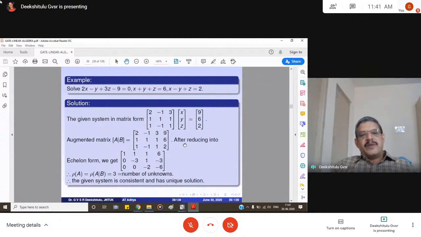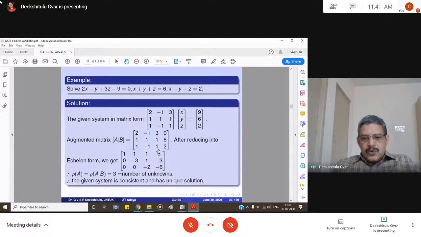Next, 2x minus y plus 3z minus 9 is equal to 0, x plus y plus z is equal to 6, x minus y plus z is equal to 2. The given system can be written in matrix form as Ax equals B. Consider the augmented matrix: 2 minus 1 3, 1 1 1, 1 minus 1 1, augmented with 9 6 2. Reduce this augmented matrix to echelon form. So it comes like this.